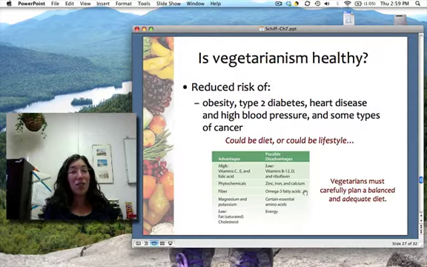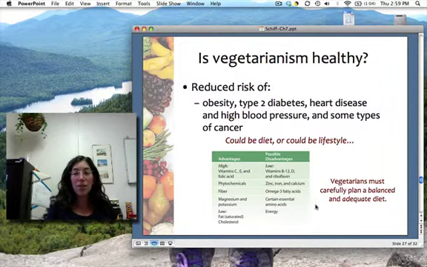The richest source is fish, so if you're not eating fish, make sure you're getting a plant source. Flaxseed is an excellent source of omega-3 fatty acids, so anyone can add those to their diet, but particularly vegans might want to consider incorporating those. And certain essential amino acids.